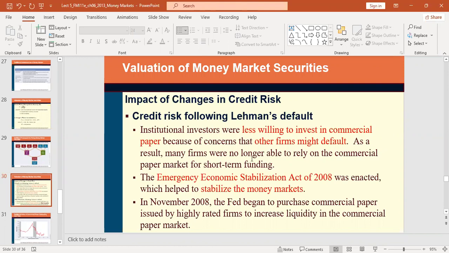In order to restore the market, the Emergency Economic Stabilization Act of 2008 was enacted.